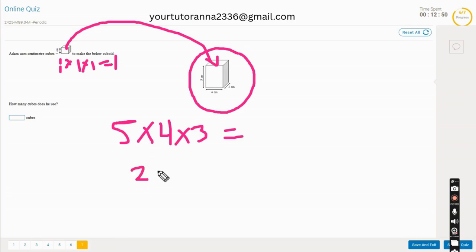So 5 times 4 is 20. 20 times 3 is, what is that? 60. So just write here 60.